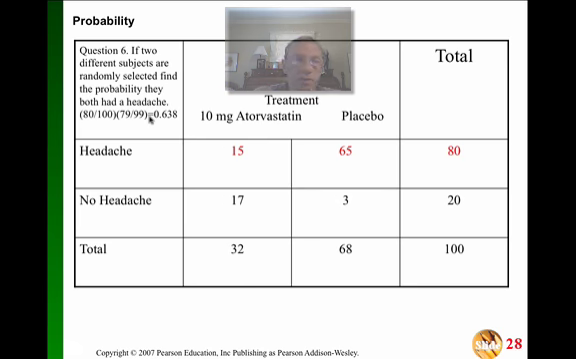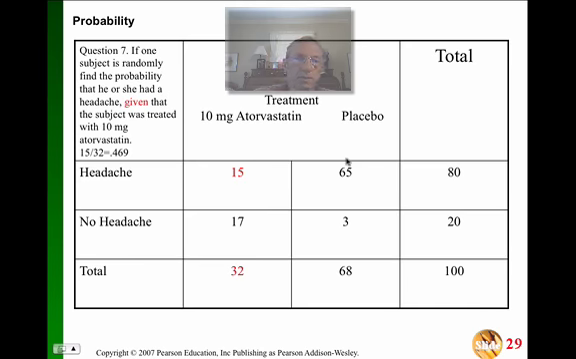Question 6. If two different subjects are selected, find the probability they both had a headache. The first subject gets selected, and that's 80 out of 100. I get that person with a headache. What's the likelihood I'll get a second one? 79 over 99, because I've already got one out of the population. So 80 over 100 times 79 over 99 is 0.638, or a 63.8% chance that I'll get somebody with a headache twice in a row.